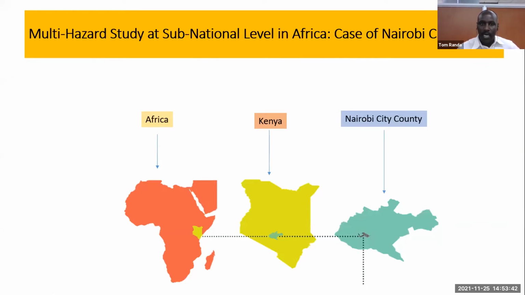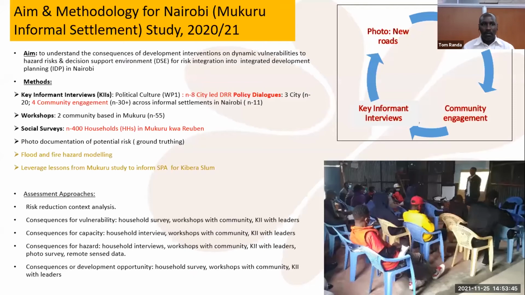Nairobi has 11 informal settlements. So the aim, especially for Mukuru, was to understand the consequences of development interventions on dynamic vulnerabilities to hazard risk, and a decision support environment for risk integration into integrated development planning in Nairobi. But the lessons from Mukuru are also to inform the planning for Kipera, because Mukuru is the first informal settlement in Nairobi to develop what we call a special area plan, and the others, 4, including Kipera, have been gazetted.